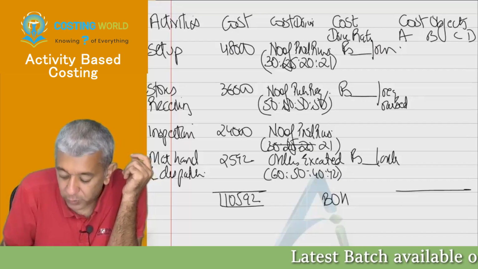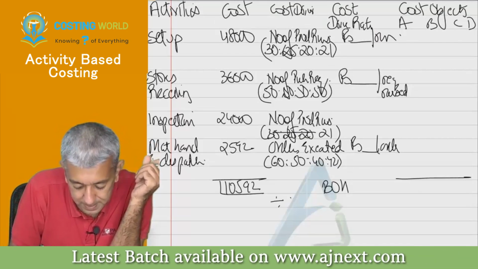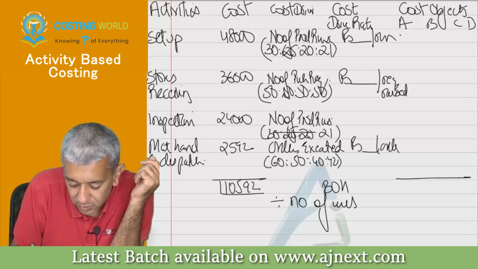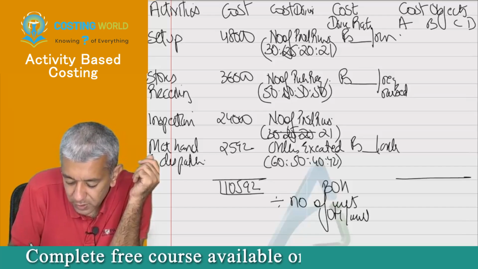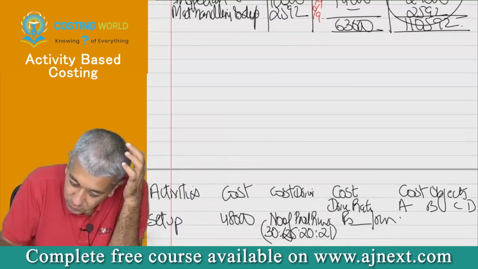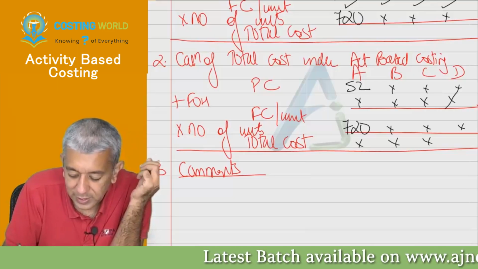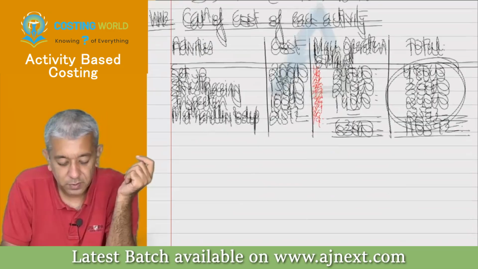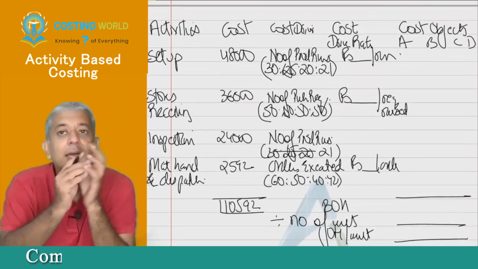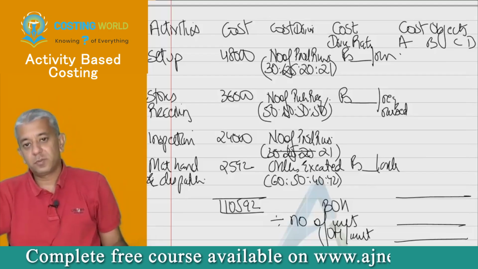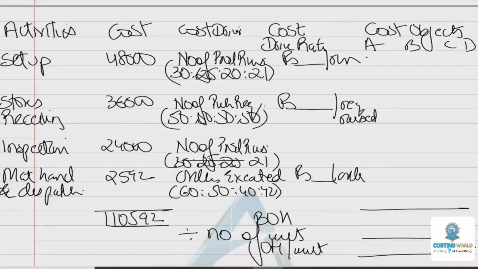This is your overhead. Should I divide by BLA? We directly divide by number of units. You will start getting overheads per unit. The moment you get your overheads per unit, please put that overheads per unit over here in this particular statement. You will be able to complete this entire thing. Please give the title Working Note 3. Calculation of overheads per unit under activity based costing.